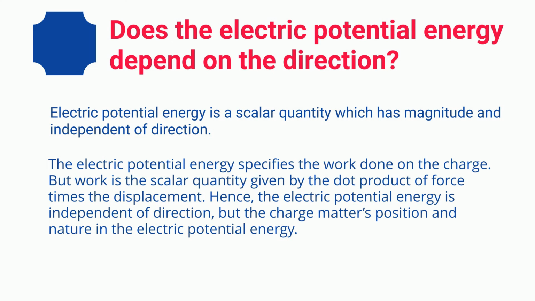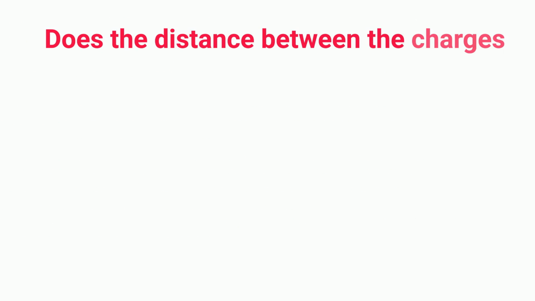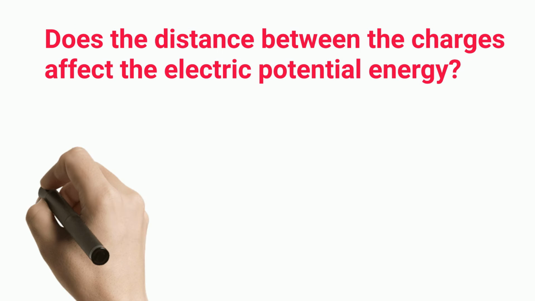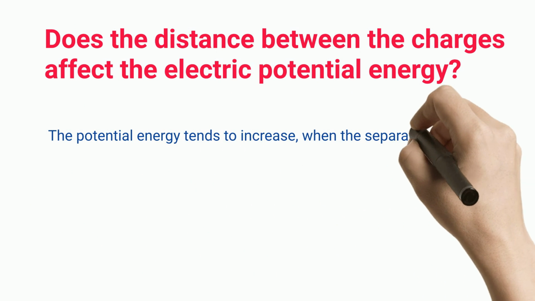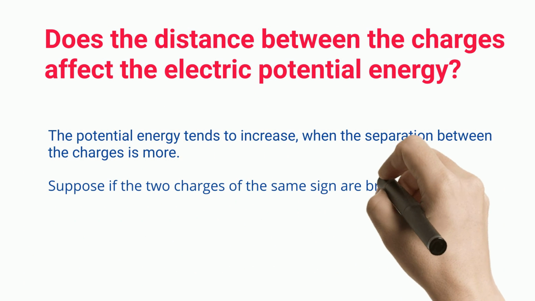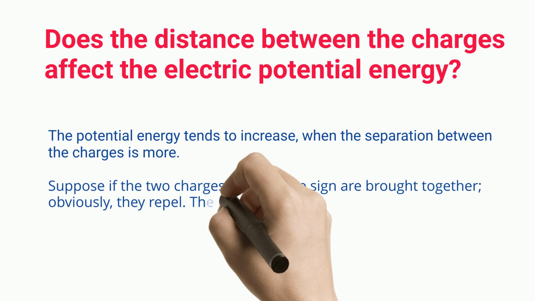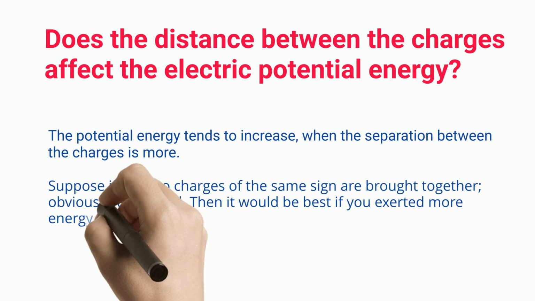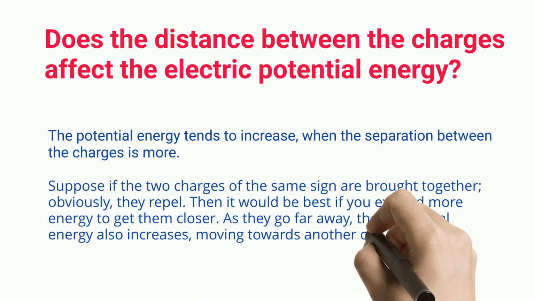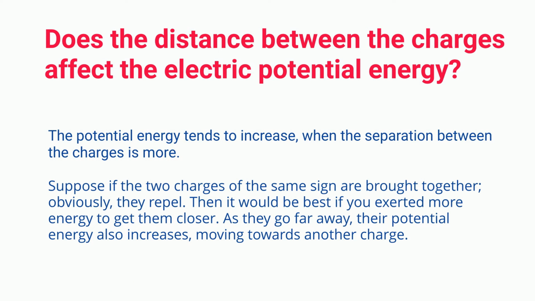Does the distance between the charges affect the electric potential energy? The potential energy tends to increase when the separation between the charges is more. Suppose the two charges of the same sign are brought together, obviously, they repel. Then you would need to exert more energy to get them closer. As they go far away, their potential energy also increases, moving towards another charge.